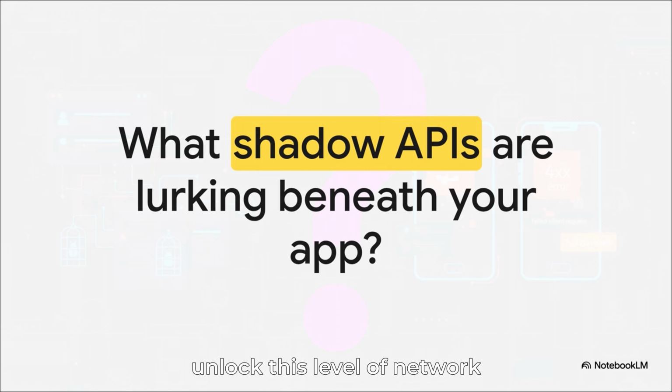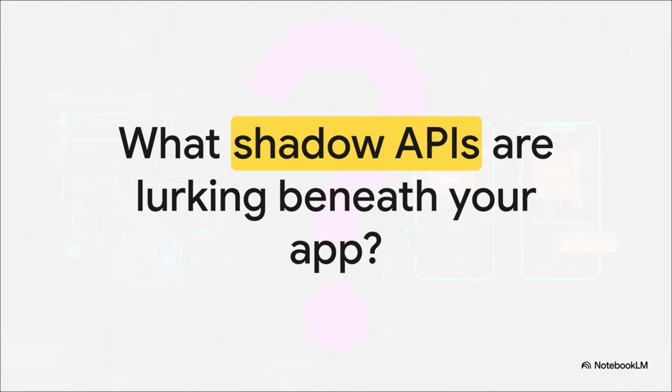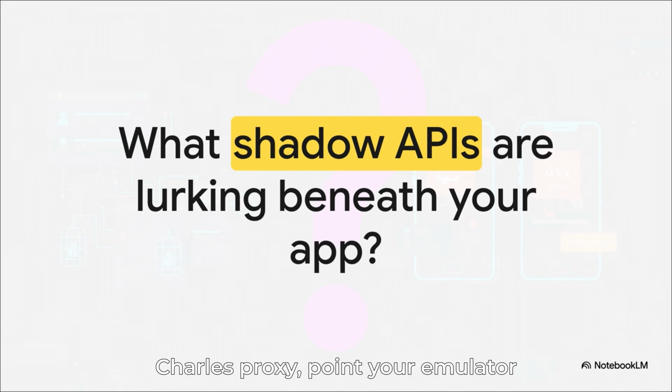When you unlock this level of network visibility, the polished UI just fades away, and you see the true behavior of your software. Like our third-party SDKs sending your location data in plain text, our undocumented shadow APIs bogging down your startup time. I highly encourage you to set up Charles Proxy, point your emulator to it, and audit your own applications. You might be very, very surprised by what you find hiding in the dark.